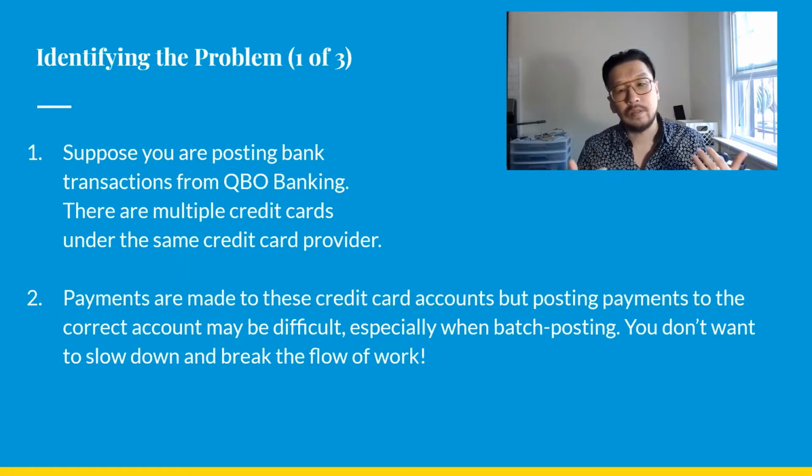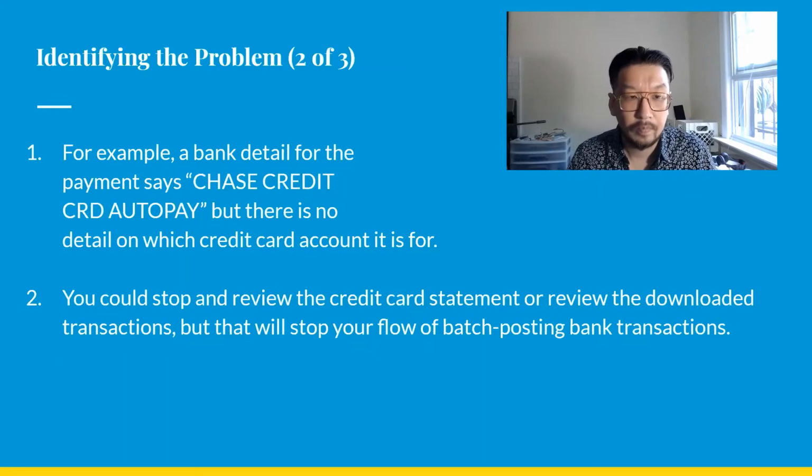Payments are made to these credit card accounts, but posting payments to the correct account may be difficult, especially when batch posting. You don't want to slow down and break the flow of work. So later on, I'm going to show you how that actually looks in QuickBooks Online. For example, a bank detail for the payment says Chase credit card auto pay, but there's no detail on which credit card account it is for.